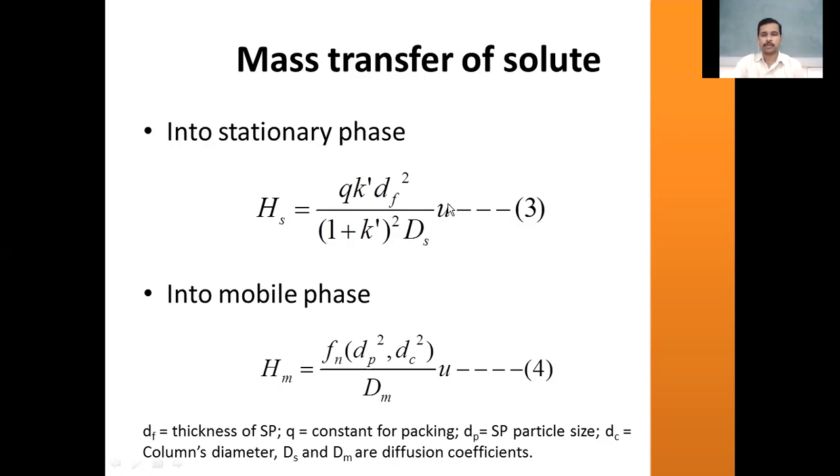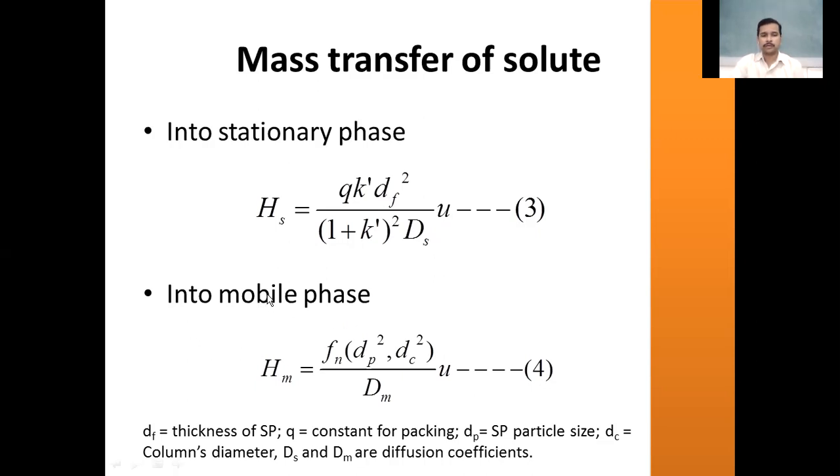into ds whole into U, where U is the mobile phase velocity, dF is the thickness of the stationary phase film, means the stationary phase thickness which is present in the chromatographic column. K dash is the capacity factor or retention factor. Q is a constant related to packing consistency, and ds is the diffusion coefficient of the solute in the stationary phase.